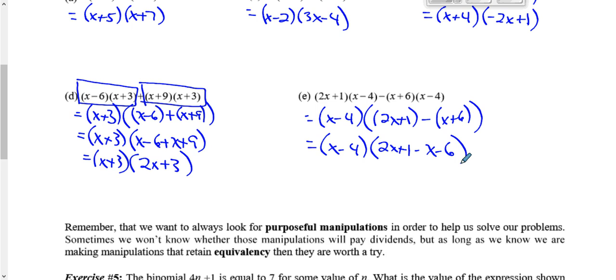If it's plus something in parentheses, it's not going to change anything, because you just add, distributing the 1. Now you combine the like terms. But if it's minus something in parentheses, it changes everything inside, okay? x minus 4: 2x minus x is x, 1 minus 5. So it's x minus 4 times x minus 5. Yeah, I think I got it.